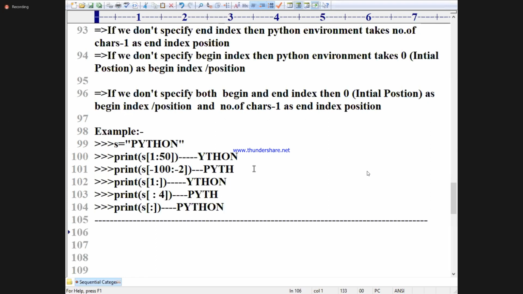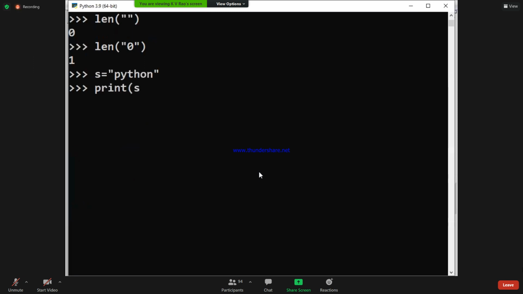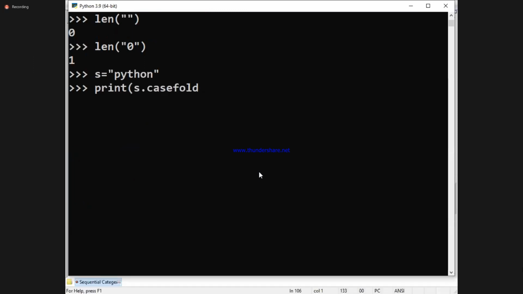Next, this is the first episode of string. I discussed it for 2 hours, 4 hours of discussion is there about STR. In STR, some functions are available. Just for a minute you say: S is equal to Python. This is my data. Now I am saying print S dot casefold. Casefold, what is it going to print?